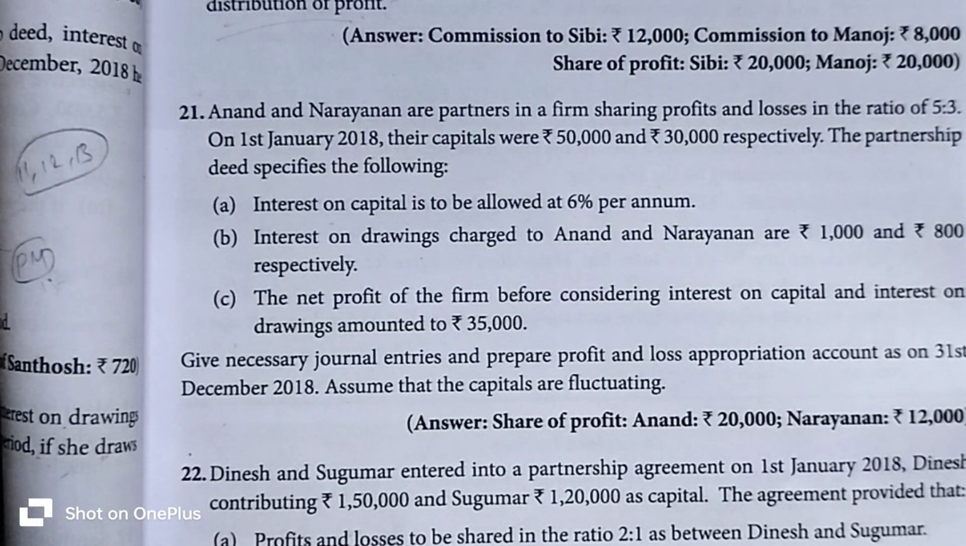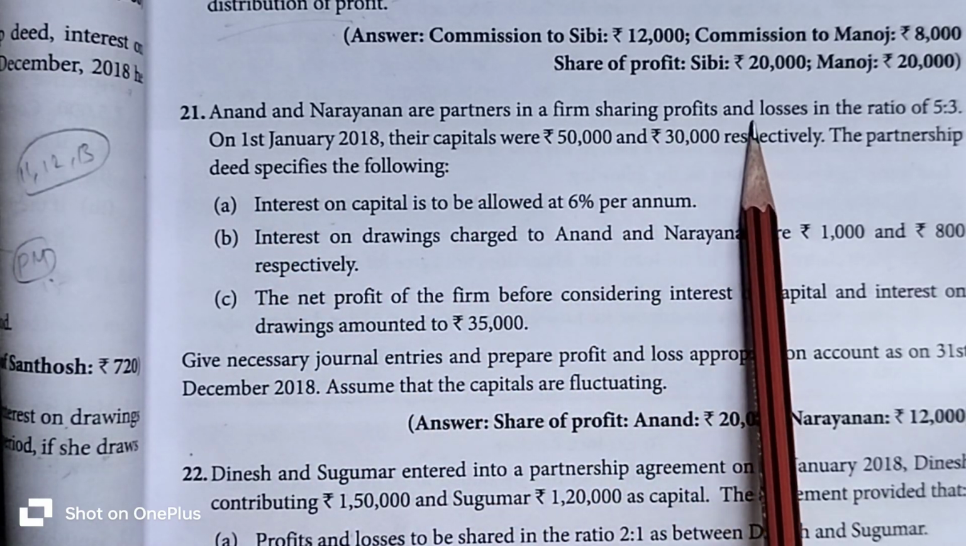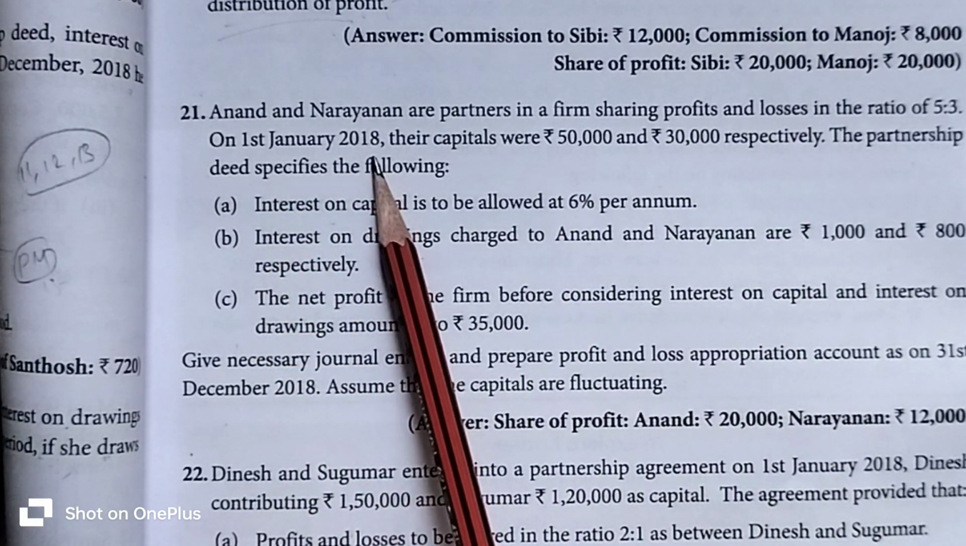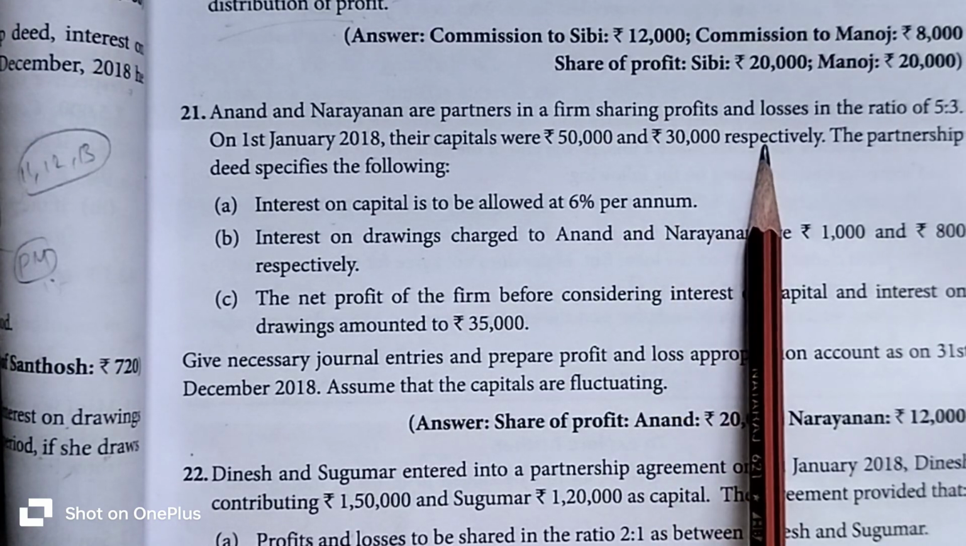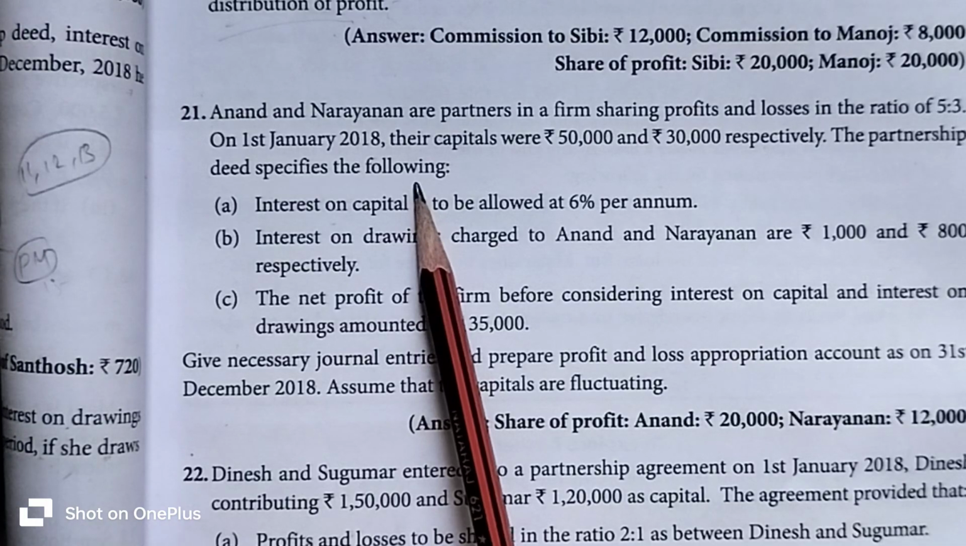Students, 12th standard accountancy, chapter 3, exercise sum number 21. Anand and Narayanan are partners in a firm sharing profit and losses in the ratio of 5:3. On 1st January 2018, their capitals were 50,000 rupees and 30,000 rupees respectively. The partnership deed specifies the following.